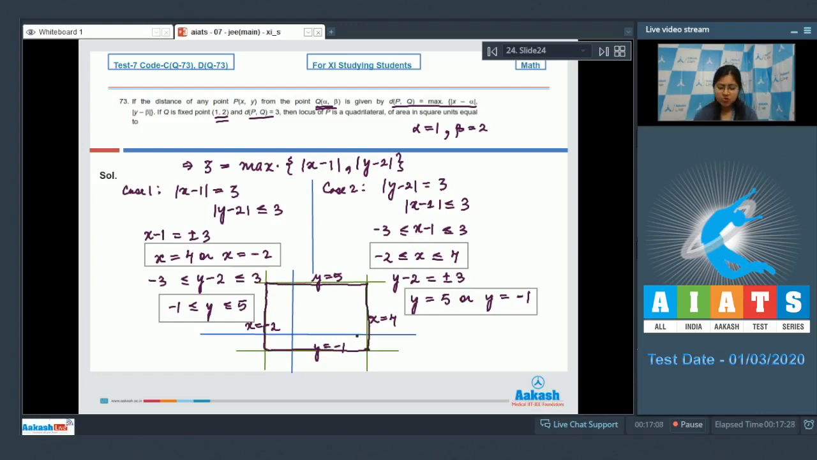that is a rectangle. So we have to find the area of this rectangle. Area will be equal to 4 plus 2, that is 6, into 5 plus 1, that is 6. So area is equal to 36. So our final answer is 36.